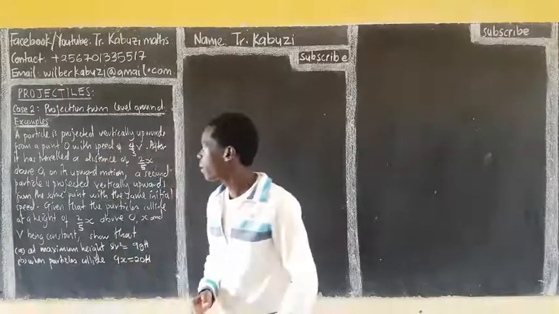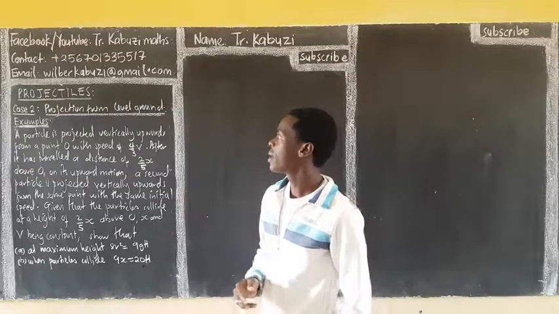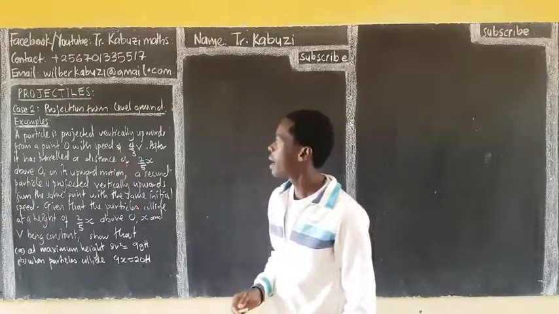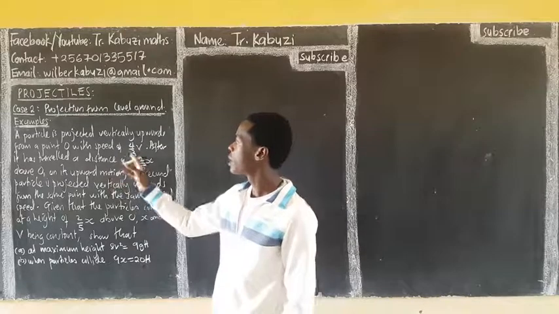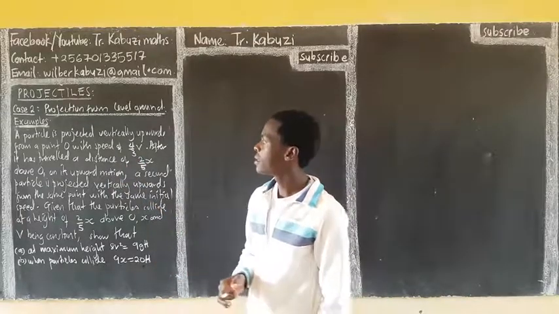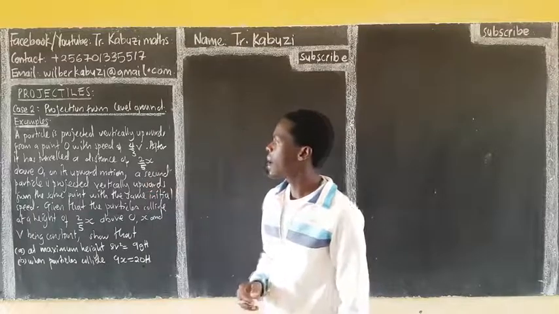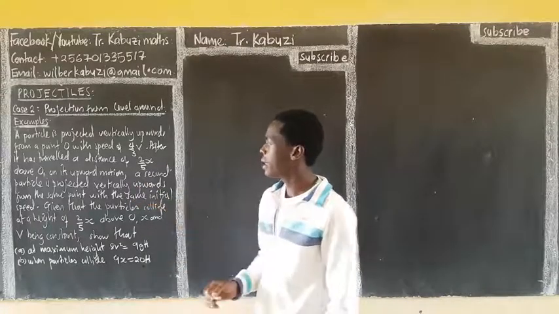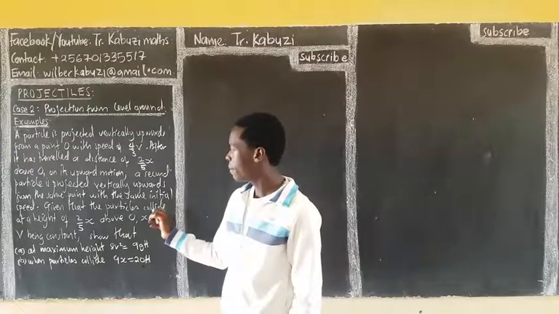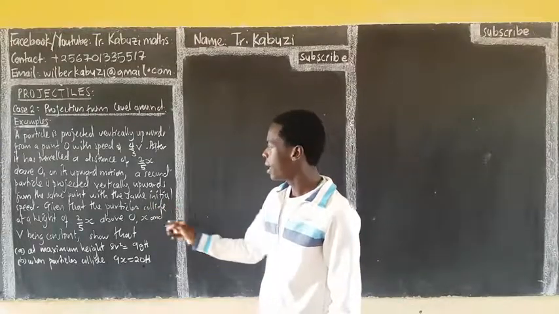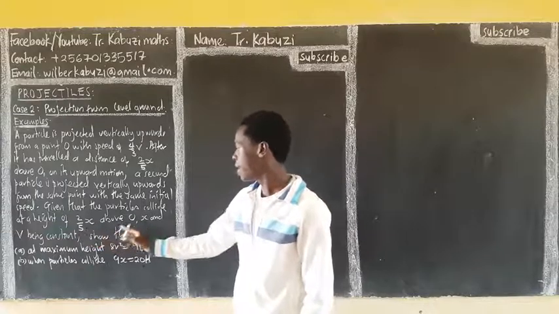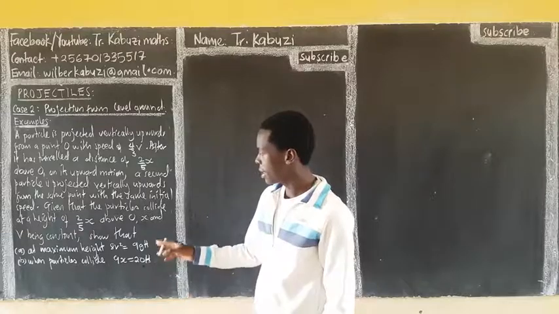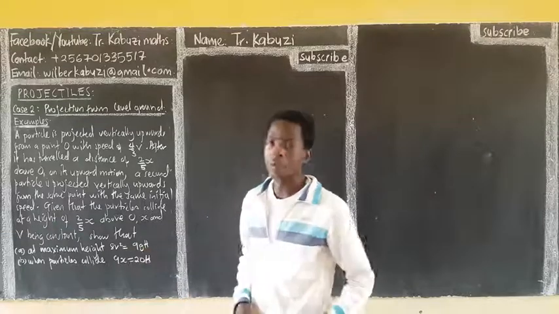Okay, let us see how we go about this question. We are still in projection from level ground. A particle is projected vertically upwards from a point O with the speed 4v over 3 after it has traveled a distance of 2x over 5 above O on its upward motion. A second particle is projected vertically upwards from the same point with the same initial speed. Given that the particles collide at the height of 2x over 5 above O, x and v being constants, show that at maximum height this is true.